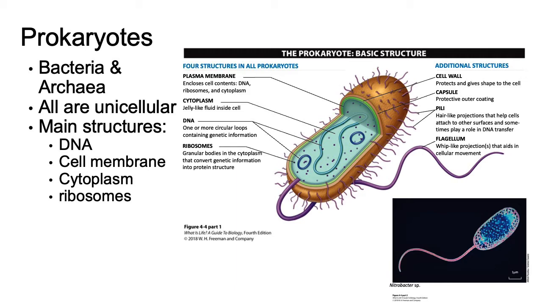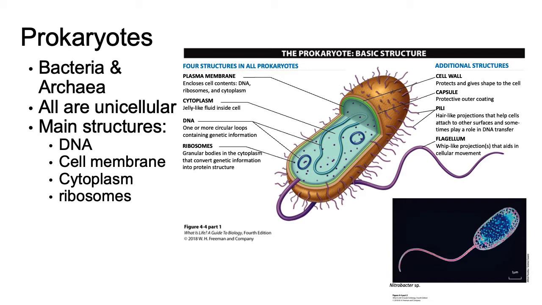Prokaryotes have four basic structural features. 1. A plasma membrane encompasses the cell. For this reason, anything inside the plasma membrane is referred to as intracellular, while everything outside of the plasma membrane is extracellular. 2. The cytoplasm is the jelly-like fluid that fills the inside of cells.